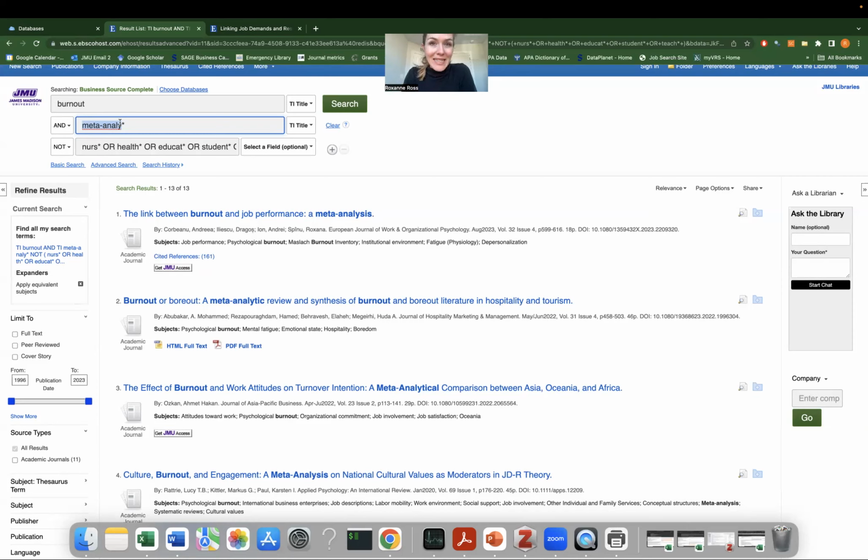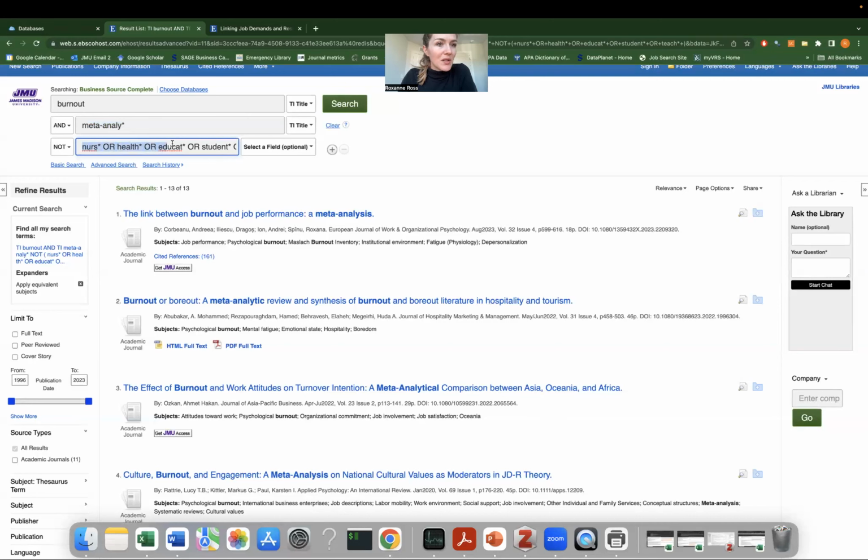meta-analysis, meta-analyses. Sometimes some papers have two meta-analyses in them, so that might be something that comes up. But we know that meta-analyses always have this term in the title, so we restricted our search to meta-analytic or meta-analyses or analysis in the title.